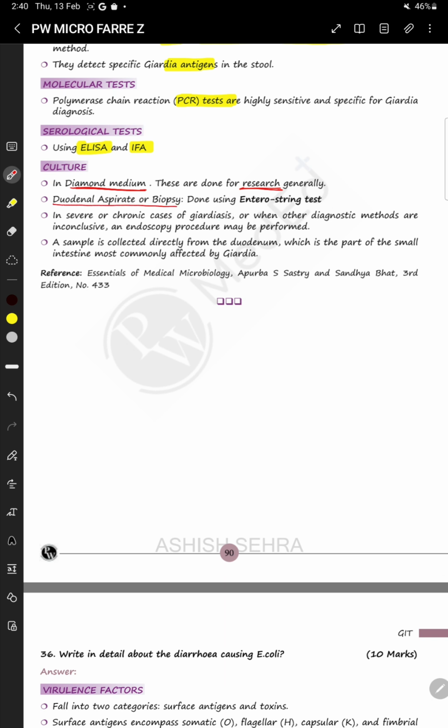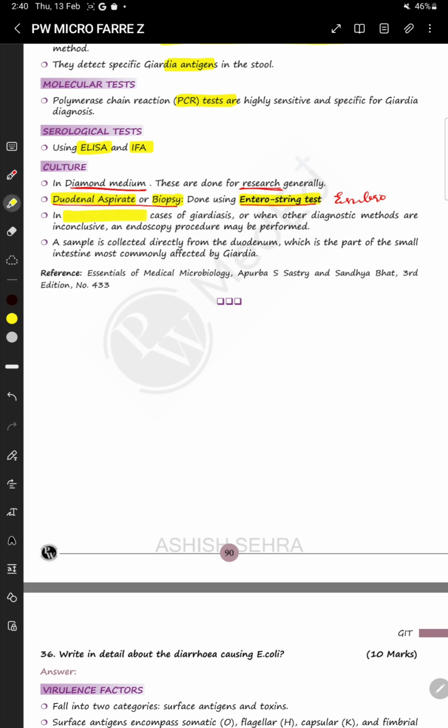Duodenal aspirate or biopsy is done using the Entero-Test string test.